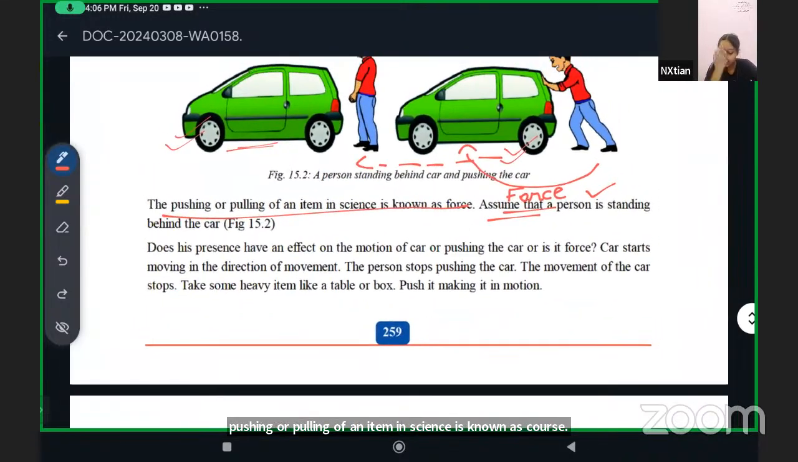Now, the car starts moving in the direction of the push. When the person stops pushing the car, the movement of the car stops. If the person stops pushing the car, what will happen? It will stop moving, the car will stop moving. Why? Because the force has stopped. The pushing force that was being used while the car was being pushed has stopped.